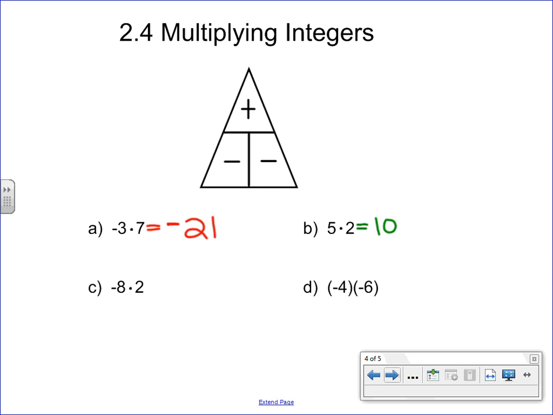Okay, so we have a negative 8 times a positive 2. If I cross off the negative for the 8 and the positive for the 2, my answer is going to be a negative. 8 times 2 is 16. For D, I'm doing a negative 4 times a negative 6. So if I multiply a negative 4 times a negative 6, my answer is going to be positive 24.